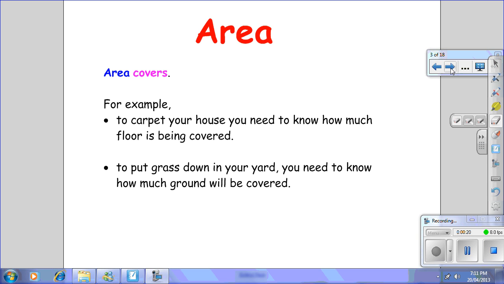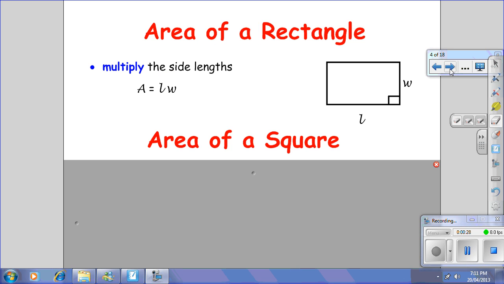The same thing happens when you go to the landscape store and you want to put grass down in your backyard. They sell it to you by square unit and they want to know how much you're covering. We know already several formulas for area, and the one we know the best is probably the area of a rectangle, and that's just length times width.